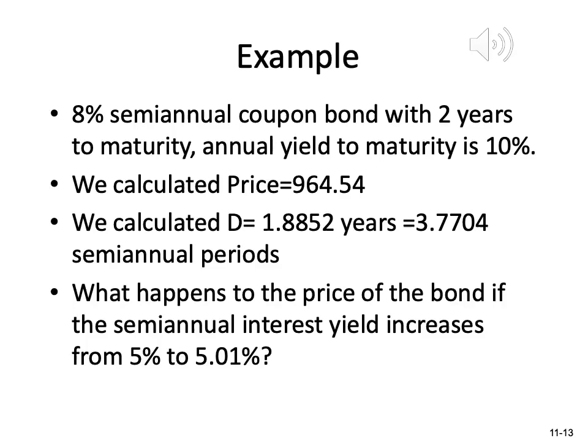What happens to the price if the semi-annual interest rate goes from 5% to 5.01%? The yield to maturity is 10%, which is the annualized number. To calculate the semi-annual number, we cut it by half, 5%.